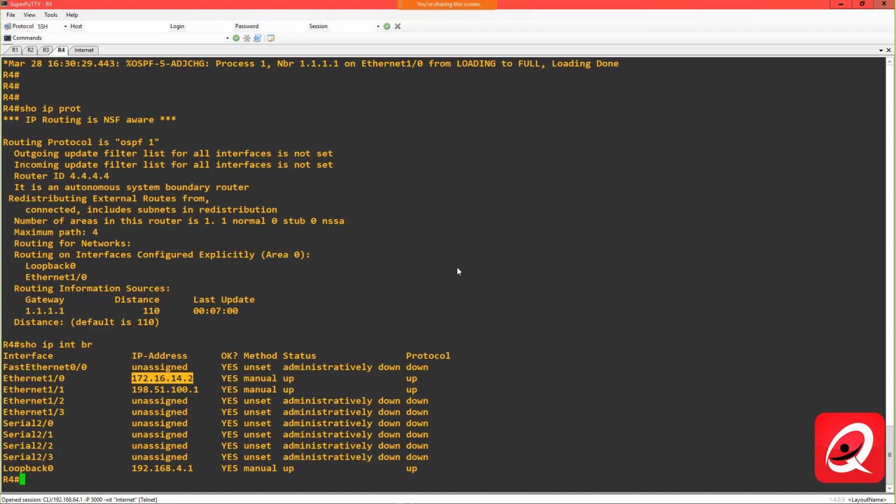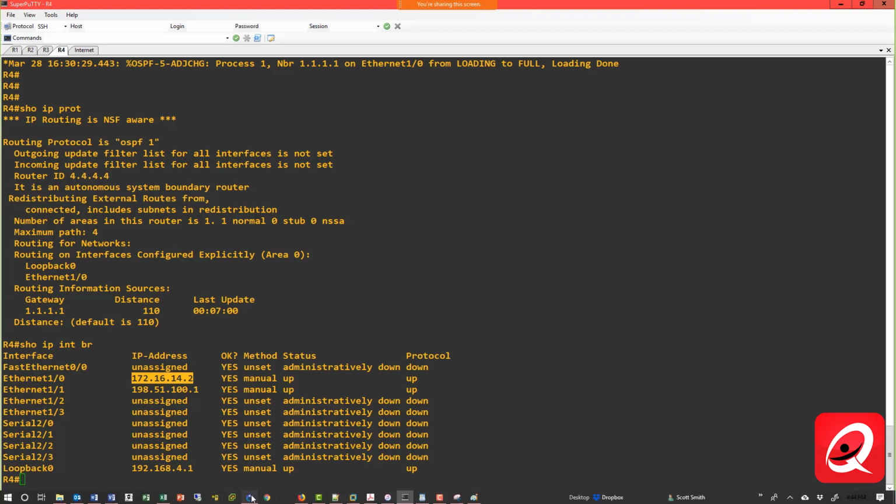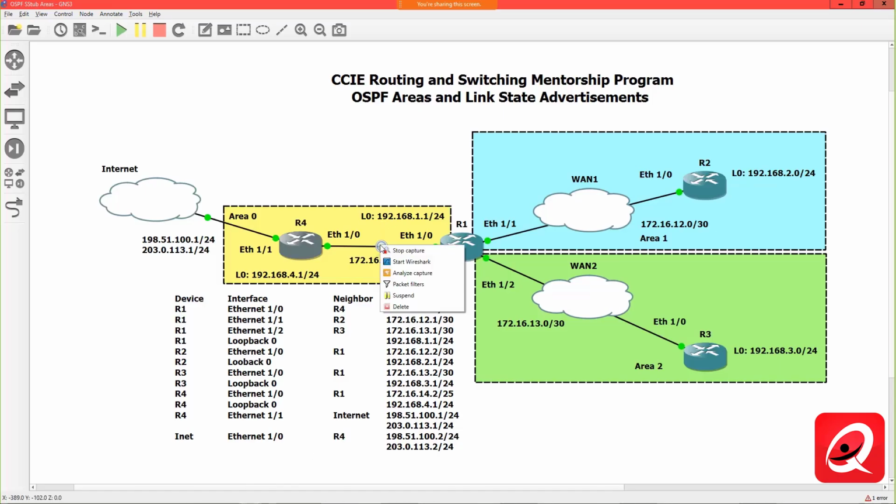There's also something called a B bit, the Bravo bit. That indicates that it is an area border router, an ABR. Okay, so we'll talk about that. We'll see that a little bit later on as well. Actually, I could have left open my Wireshark here, but again, if I was to capture on this line, I should see from router 1.